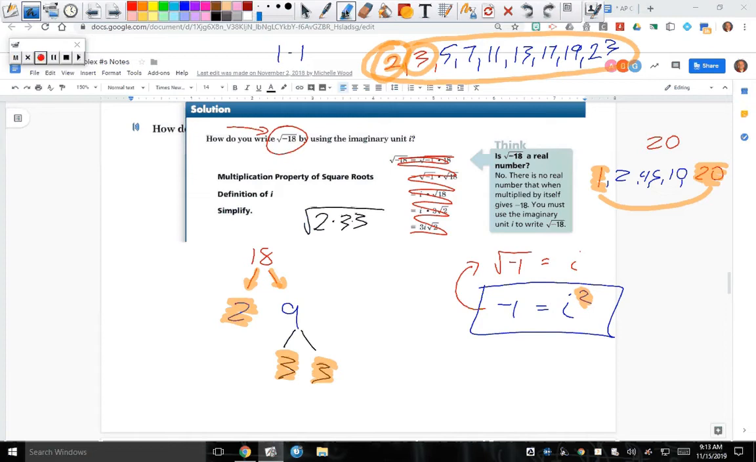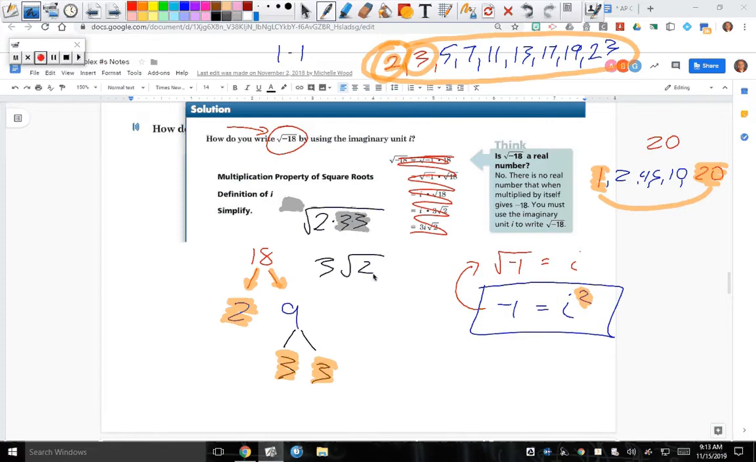We talked about it. What number is understood to be here? 2. So will this pair of 3s come out as what? Just 3. Not 3 times 3, but just 3. Because right now this is 9, and the square root of 9 comes out as a 3. The 2 stays in.